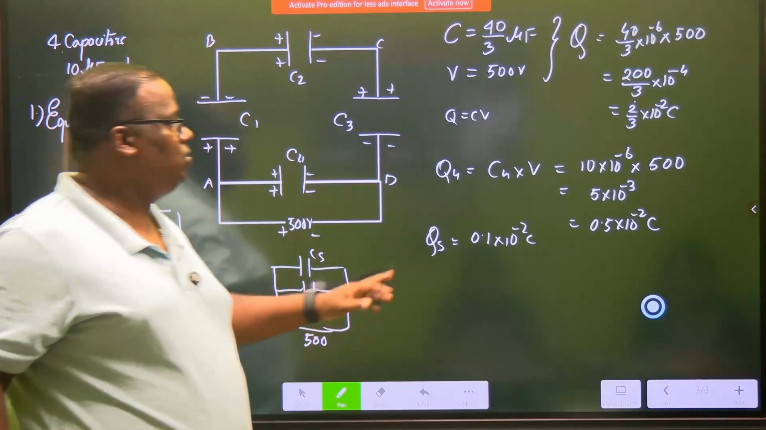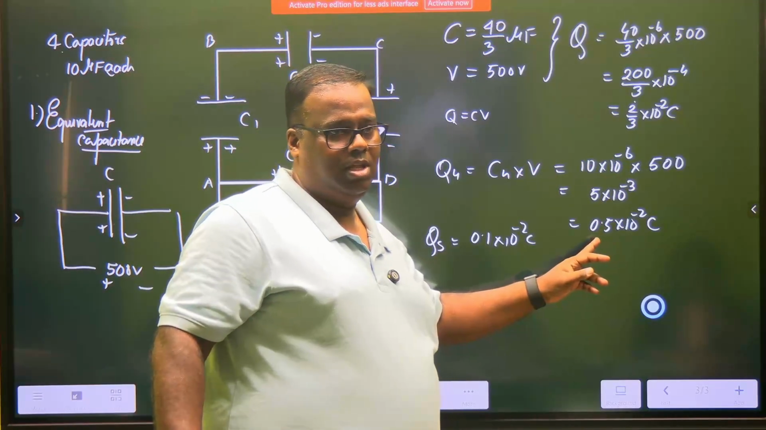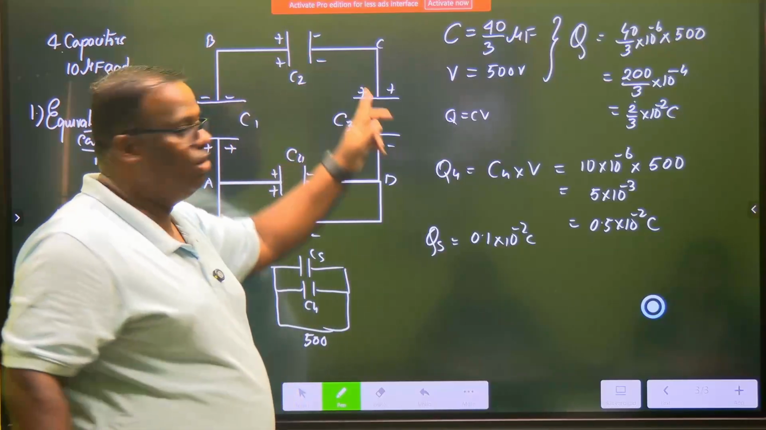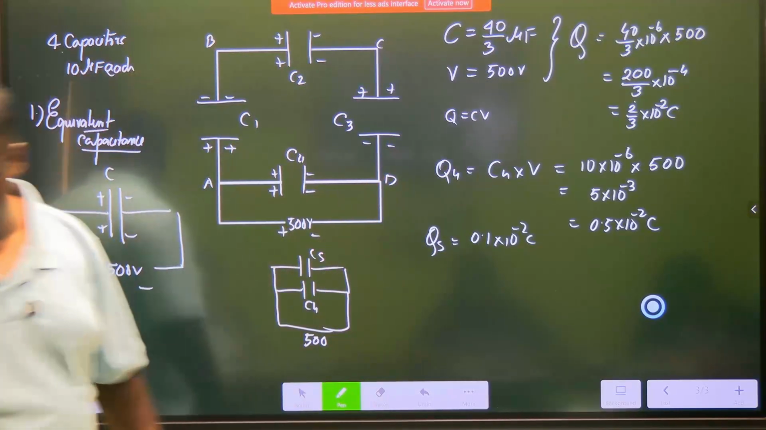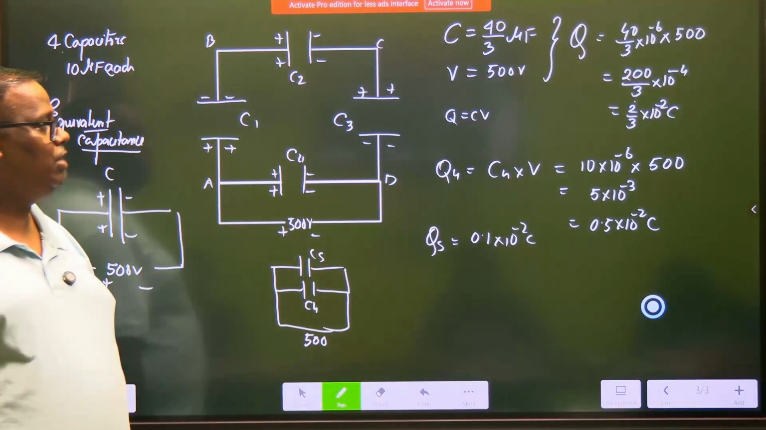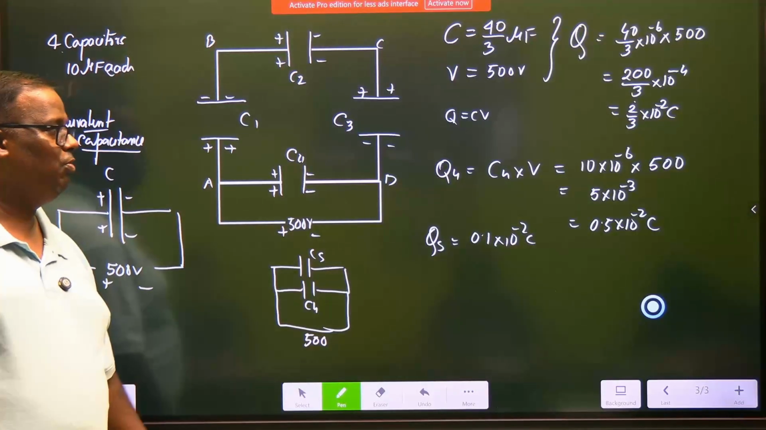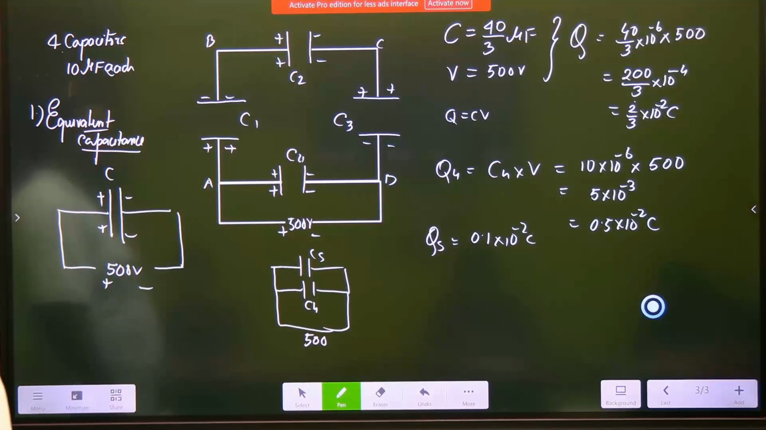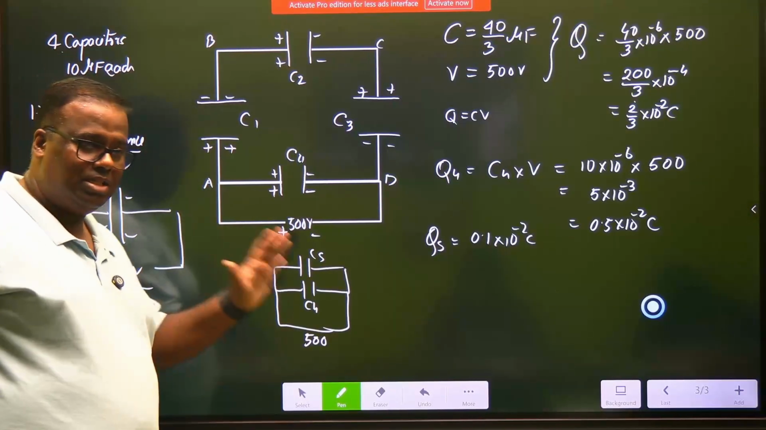Have you understood? This is 0.6 minus 0.5. And that should be the same charge which is going all across, because in series, charges don't get distributed. Yeah, they have said 5 into 10 to the power minus 3 and 1.7, and I said 0.1. So that's just the same. Did you understand or not?